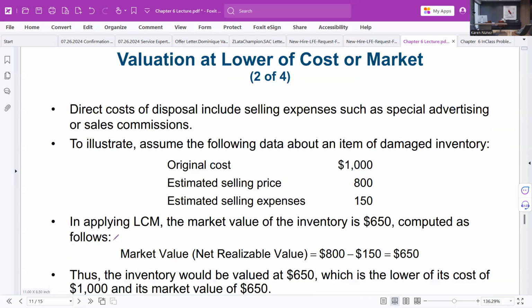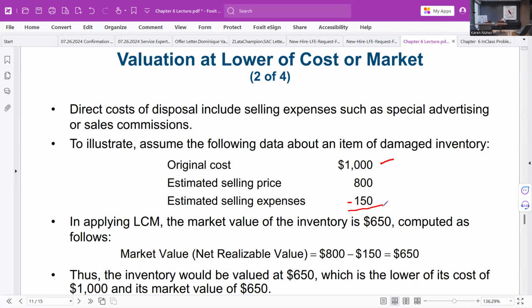Let's assume that we have some inventory that has an original cost of $1,000. That's what we paid for it, right? And so that could be determined either using FIFO, LIFO, or weighted average. But we could sell it for only 800. So the price has declined to 800. It cost us 1,000. We could only sell it for 800, and we've got some selling expenses of $150.